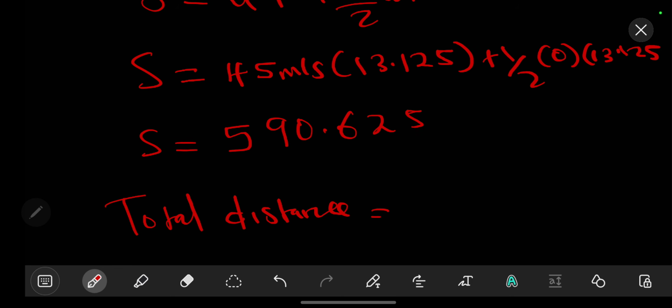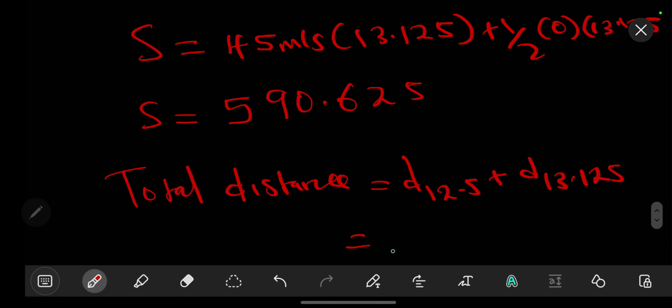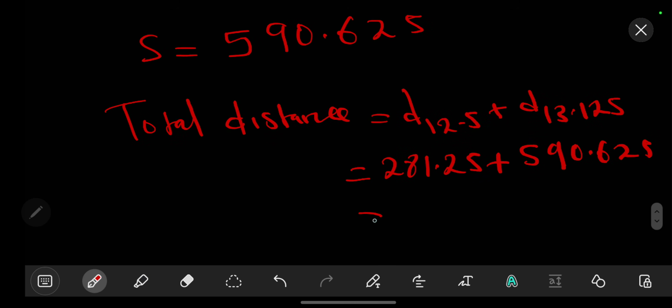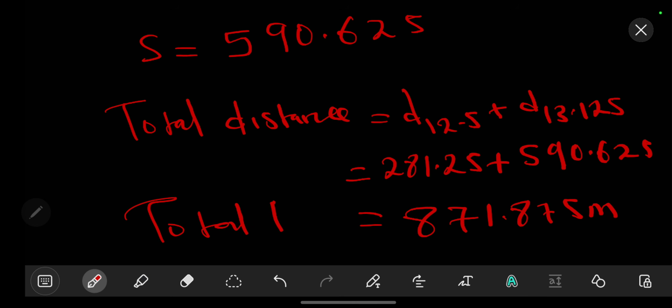So now to calculate the total distance, we are going to say the distance traveled for 12.5 seconds plus the distance traveled for the last 13.125 seconds. So we have 281.25 plus 590.625, like that. This will give us a value equivalent to 871.875 meters. So that is how you go about that question.